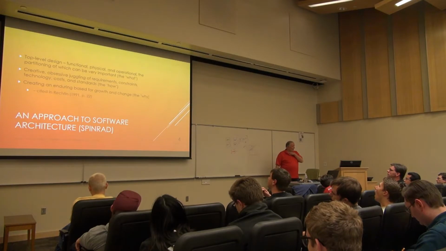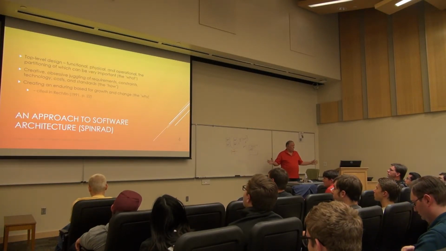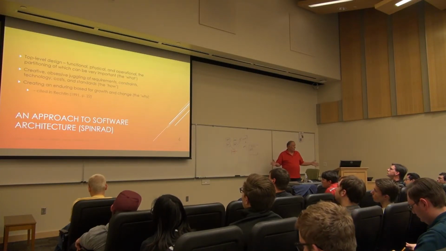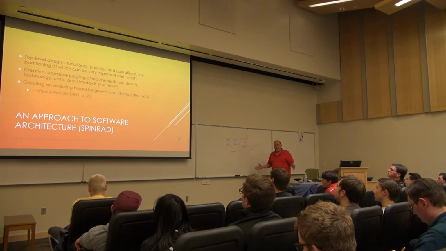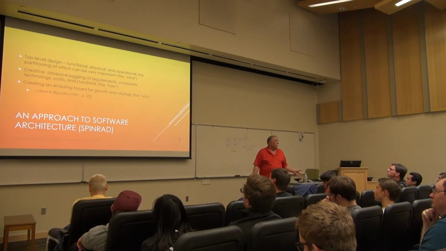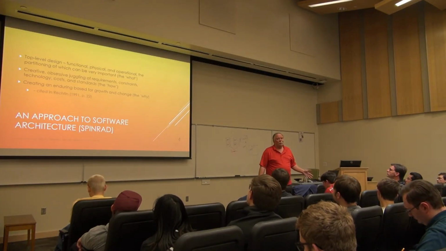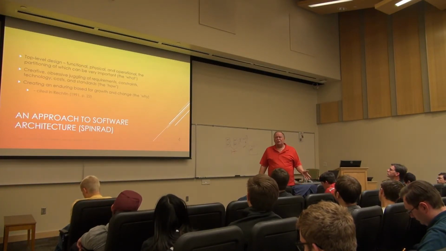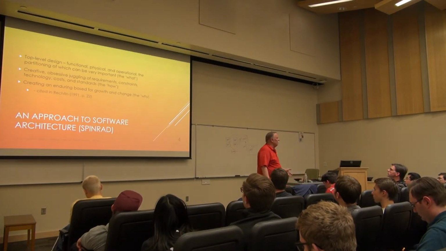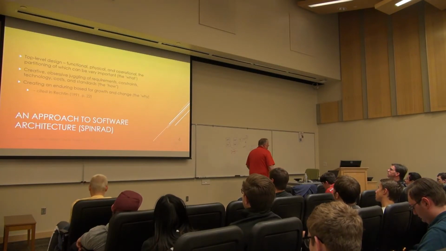Another book, Spinrad. Top level design, functional, physical, and operational. Now I like this, the how. Creative, obsessive juggling of requirements, constraints, technology, costs, and standards. That's the software development process. A lot of you are going through that right now. You're looking at requirements and saying, oh my gosh, you've got to do this. And then you look at your schedule and say, oh my gosh, here are tasks we didn't think about. They're part of the requirements too. Who's going to do them? So now you're looking back at organization.